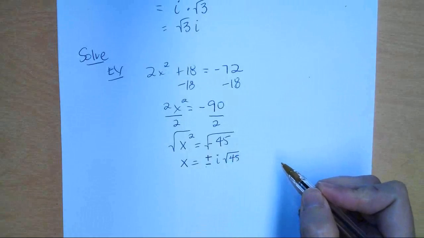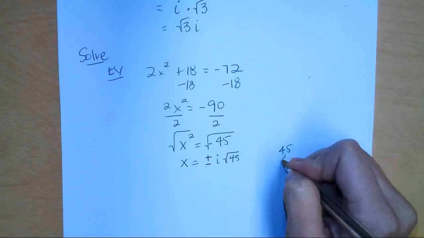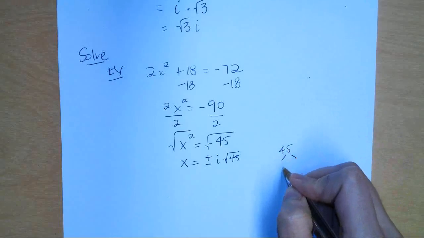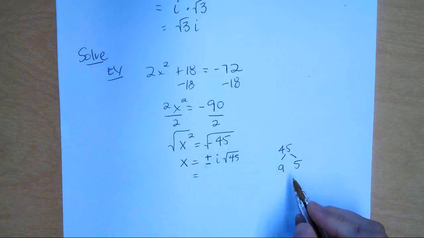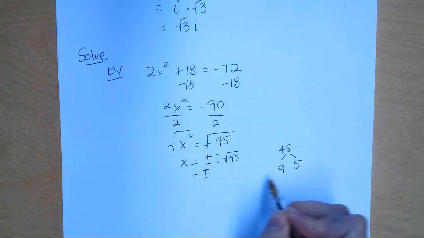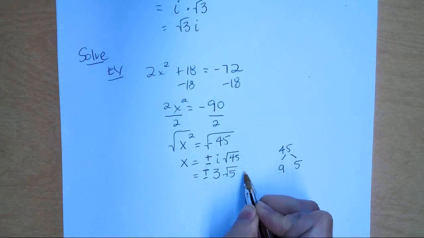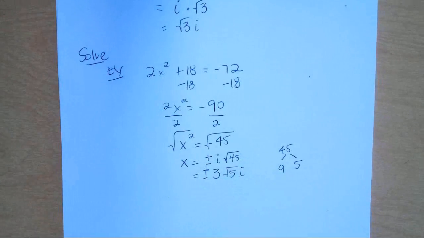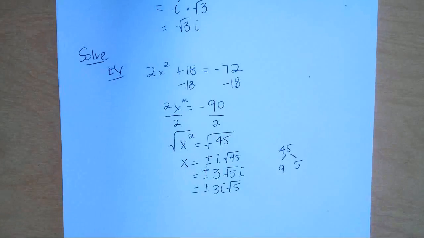Can we reduce the square root of 45? If we draw a factor tree, what are the factors of 45? 9 and 5. So right there we have square root 9. What is the square root of 9? So this is going to be plus or minus 3. And then what's still in the square root? 5. And we have the i left. 3 root 5, or you could write this plus or minus 3i root 5. However you want to write it.